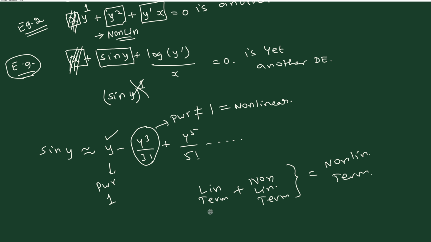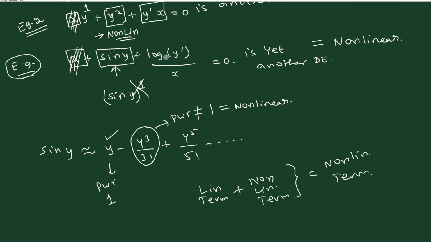It is like one paper pass and one paper fail. The final result is fail only. That is the combination you will be getting. And therefore the moment you see a sine y here, this is non-linear. So our conclusion is that this is non-linear.